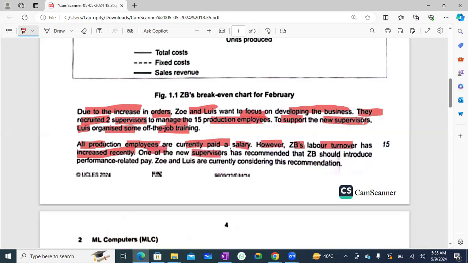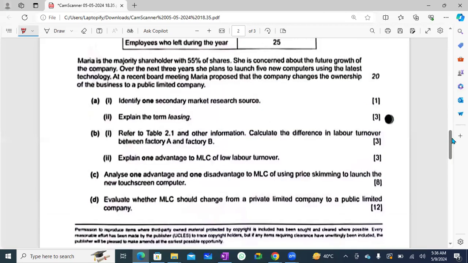So one of the new supervisors has recommended that ZB should introduce performance related pay. This is the suggestion of the new supervisor, and Zoe and Lewis are currently considering the recommendation. The thing which is very important here is how many years of experience this new supervisor has, because if this person is inexperienced, it means that his suggestion would not be fruitful for ZB. So now let's see the questions.